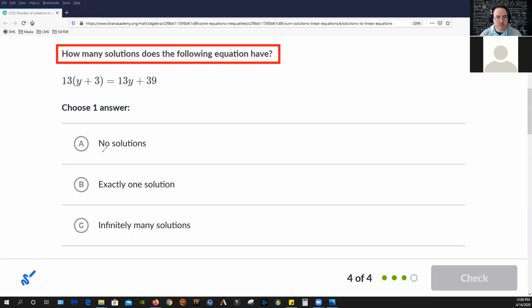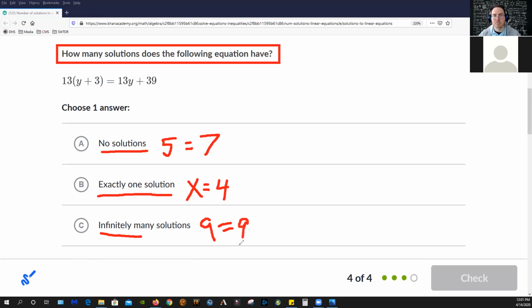Okay, no solutions is when you end up with an equation that ends up something like 5 equals 7. That's just not true. Exactly one solution is where you'll end up with something like x equals 4. Infinitely many solutions is when you get something like 9 equals 9, something that's always true. So those are the 3 different ways we model in the equation that we get those answers.